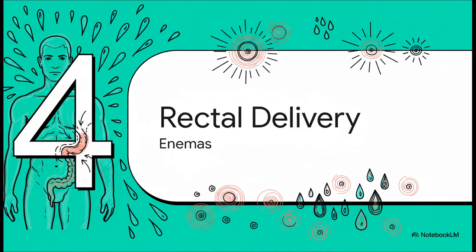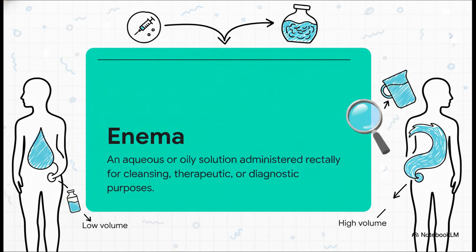All right, on to our final category for today, enemas, which are liquids given rectally. It's really important to understand that these can be used for a local effect, meaning they work right there in the bowel, or for a systemic effect, where the drug gets absorbed into the bloodstream to work throughout the body. The definition itself is pretty simple, but the big idea you need to grasp is that enemas really fall into two very different groups, and what separates them is their purpose, which directly impacts their volume.